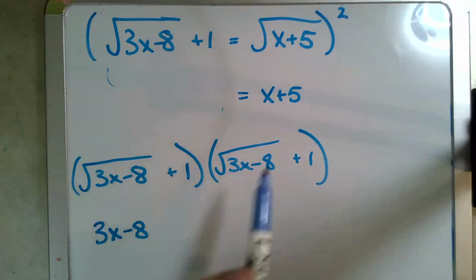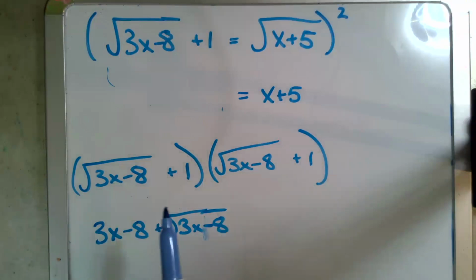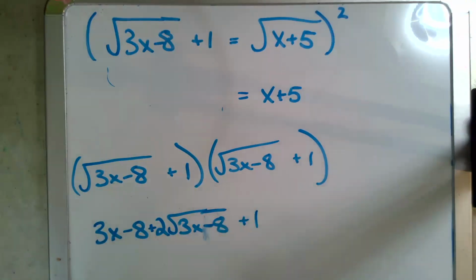Outsides, this times 1 gets us a square root of 3x minus 8. Insides, 1 times the same thing. That gets us a second one. So I'm just going to write this as 2 of them. And then the last term is 1 times 1. And that, of course, equals x plus 5. So I'm going to combine my like terms. Minus 8 plus 1, that's minus 7. And I write that up here.